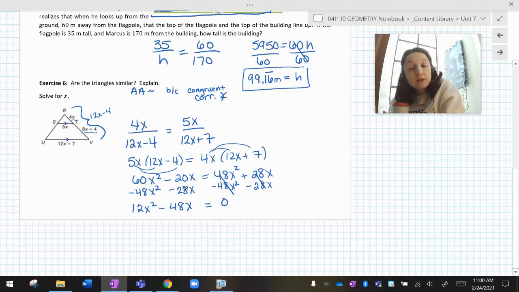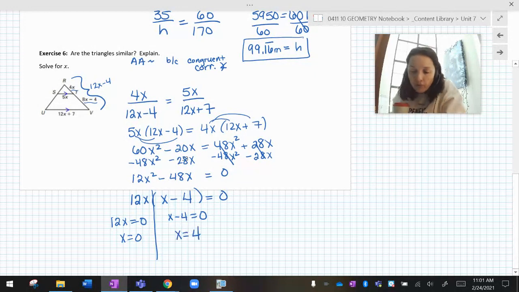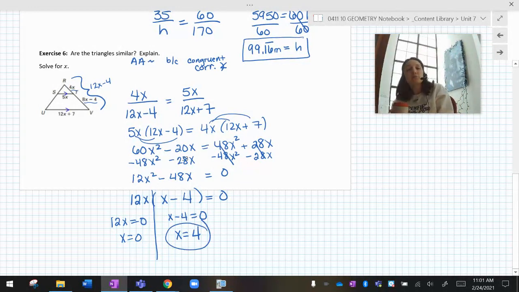When you have a quadratic set equal to 0, one of the great ways of solving it is factoring. So I'm going to pull out a GCF of 12x. And if I divide both of those by 12x, I get x minus 4. And then I'm going to set both of those equal to 0. 12x equals 0. x minus 4 equals 0. Well, 12 times what equals 0? 0. And if x minus 4 equals 0, then x must have been 4. Well, x can't be 0. Then I'd have side lengths of 0, and that's just weird. So x would have to be 4.